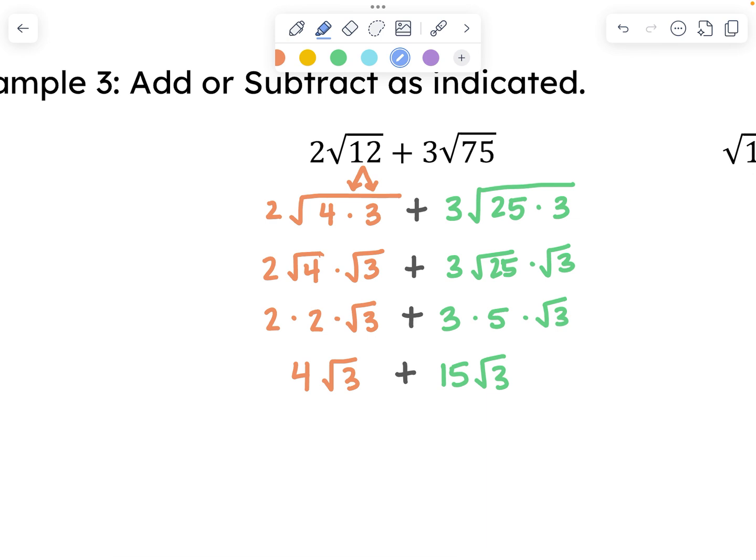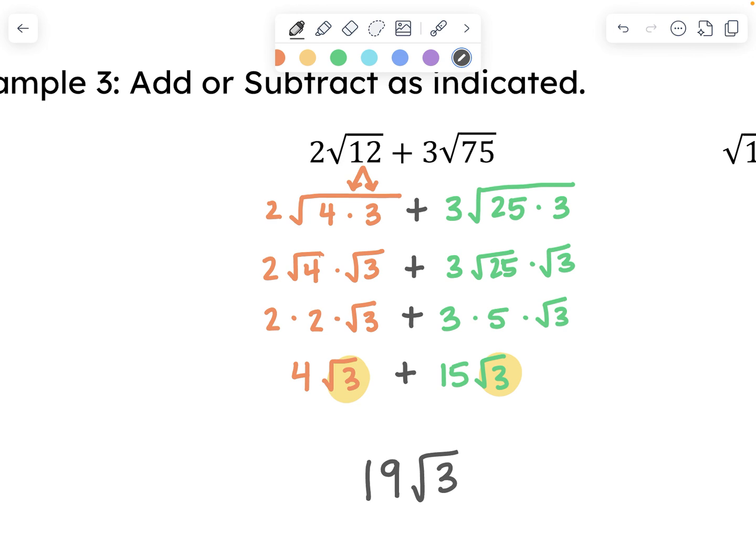Now if you look, we do have the same thing inside of our roots. They're both square roots, so now I can just add them together. And so I'm looking at my first term being like I have 4 square roots of 3. The second term is I have 15 square roots of 3. So I'm taking 4 and I'm adding 15 of them to it. So my final answer here is that I'm going to be 19 square roots of 3.